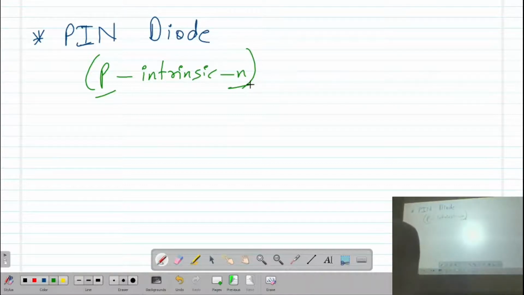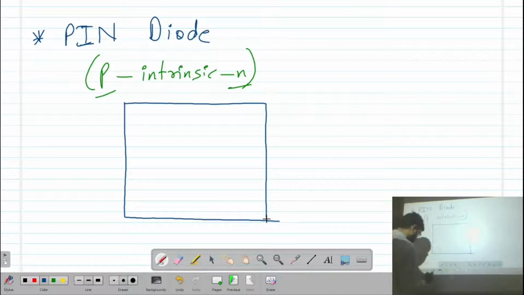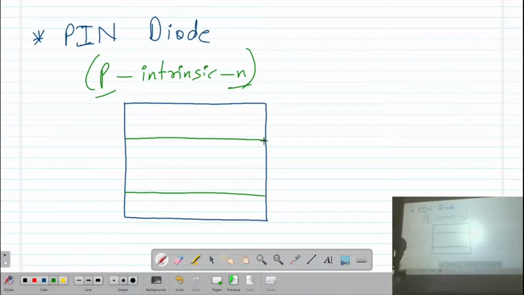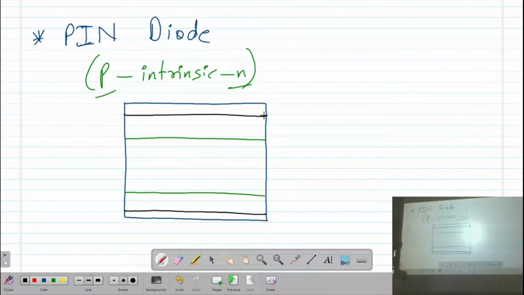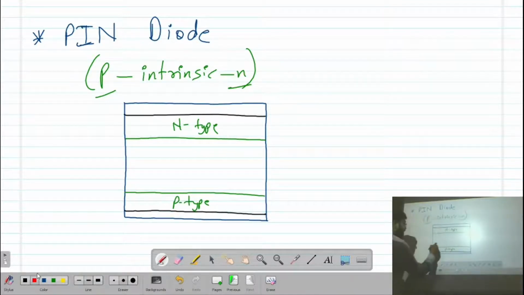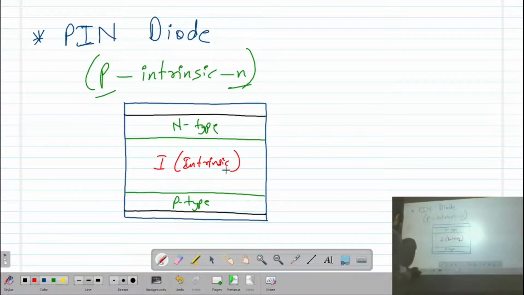First of all, let us see the structure of the device. The structure of the device will be something like this. This is the P type, this is the N type. You will have a contact, and another contact. This is P type, this is N type, and this is I, intrinsic.